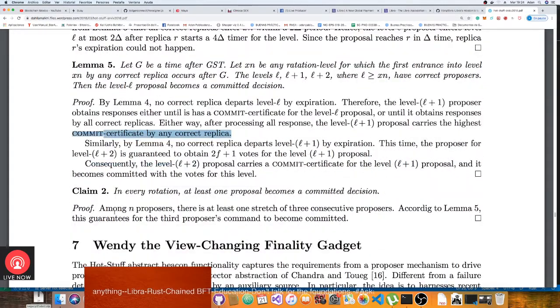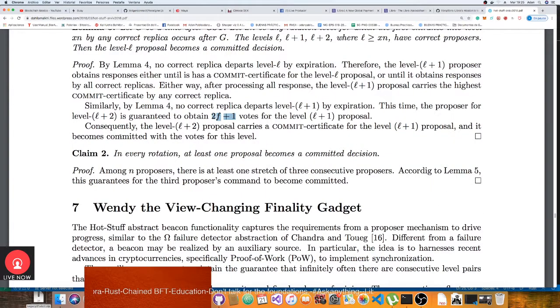So the thing is that similarly, by lemma 4, no correct replica expires the first level, given the condition of lemma 4. So this time the proposal for level L2 is guaranteed to obtain the same condition. This condition has a lot of research in theory and practice. So for the level L proposal, consequently, the level L2 proposals carry a commit certificate for the level L proposal, and it becomes committed with the votes for this level.